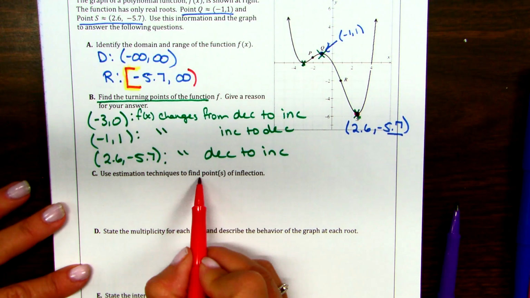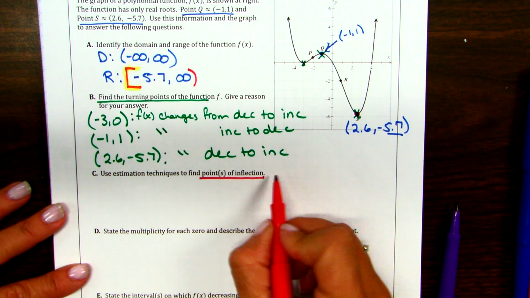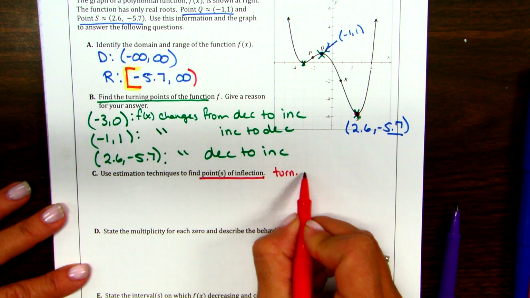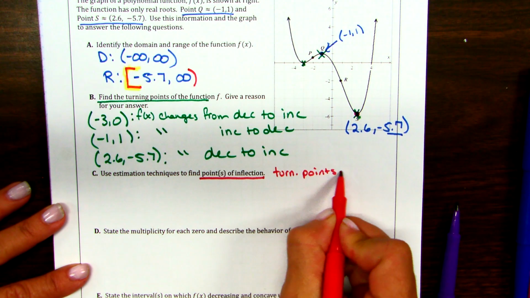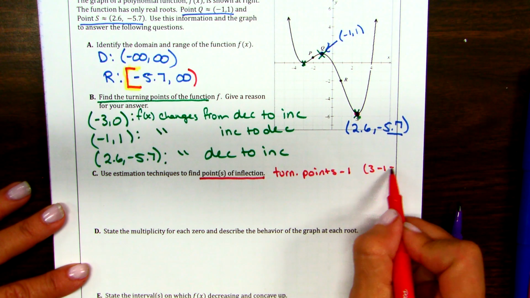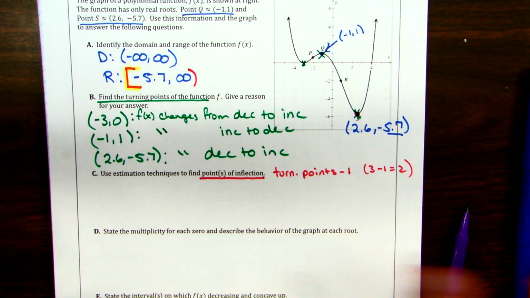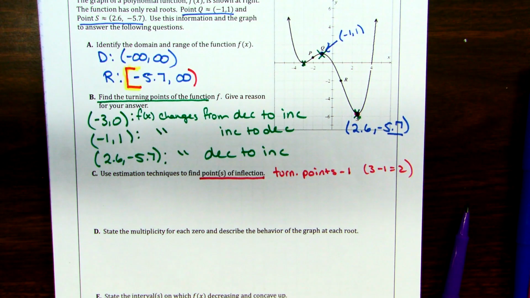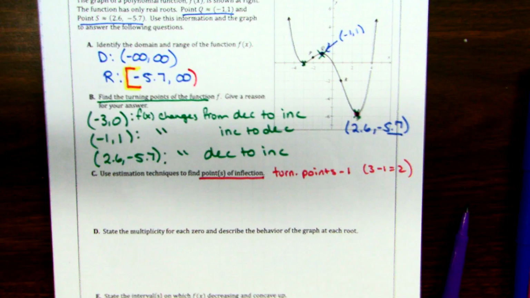Points of inflection, POIs: that is the number of turning points minus 1. So we have 3 turning points minus 1. We're going to have 2. You don't have to write that on the test. I'm just giving you some information there. There should be 2 points of inflection since there are 3 turning points. We always subtract 1.